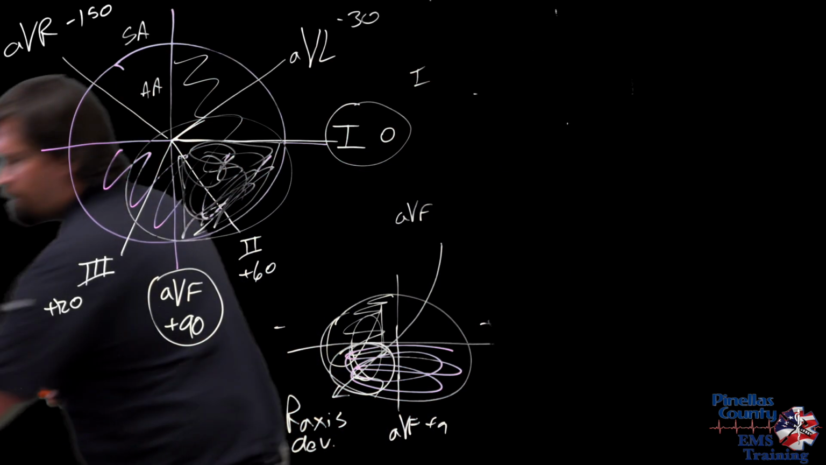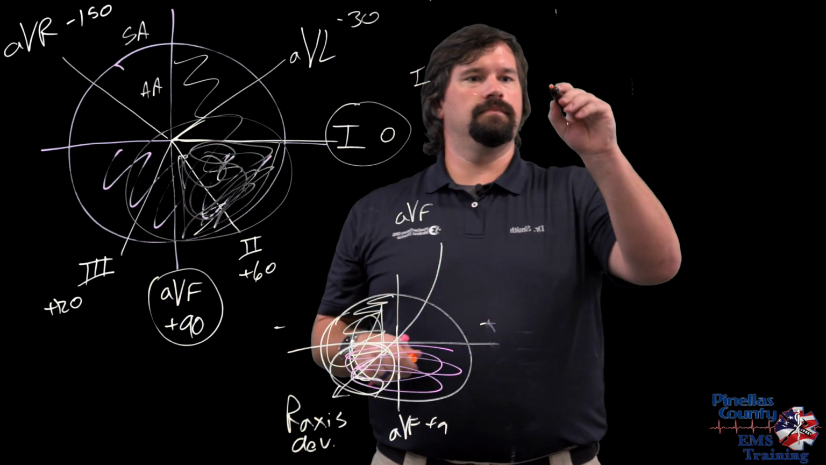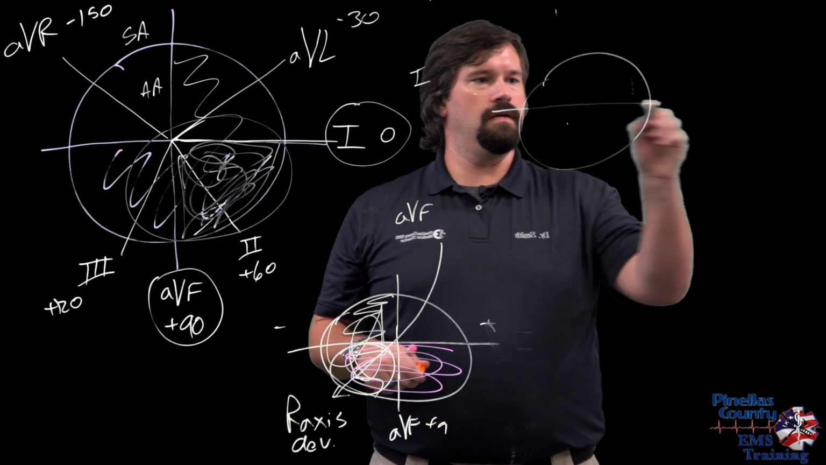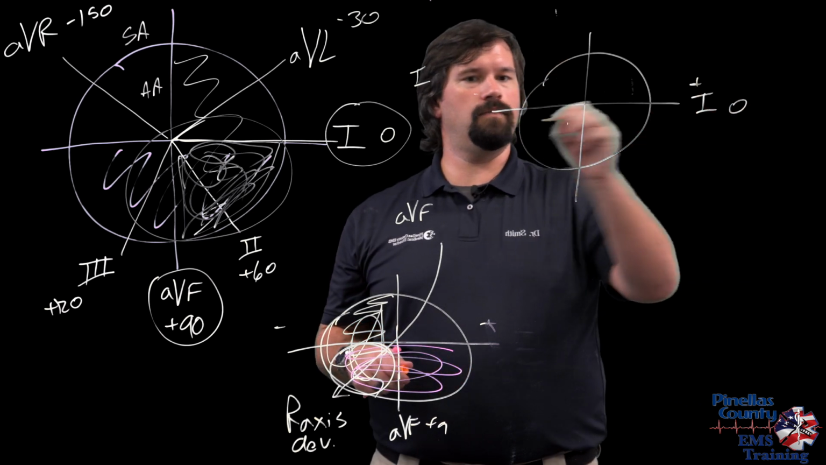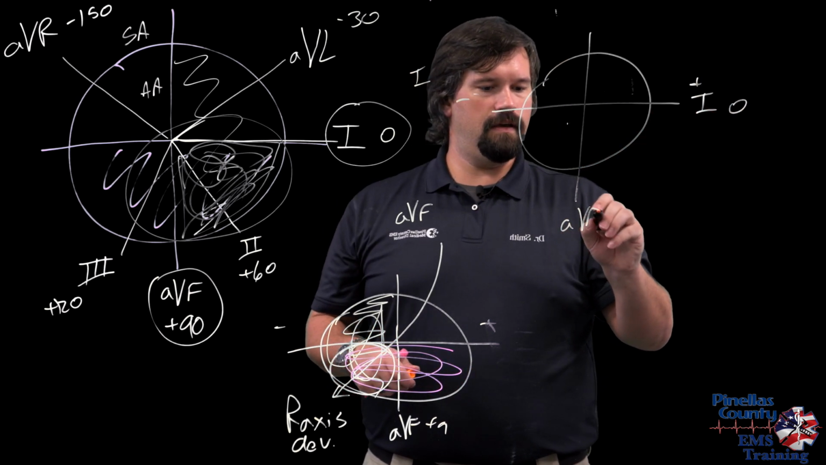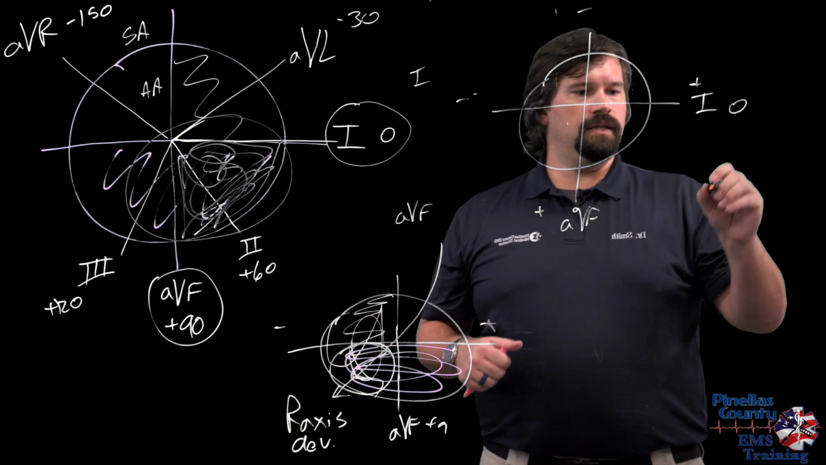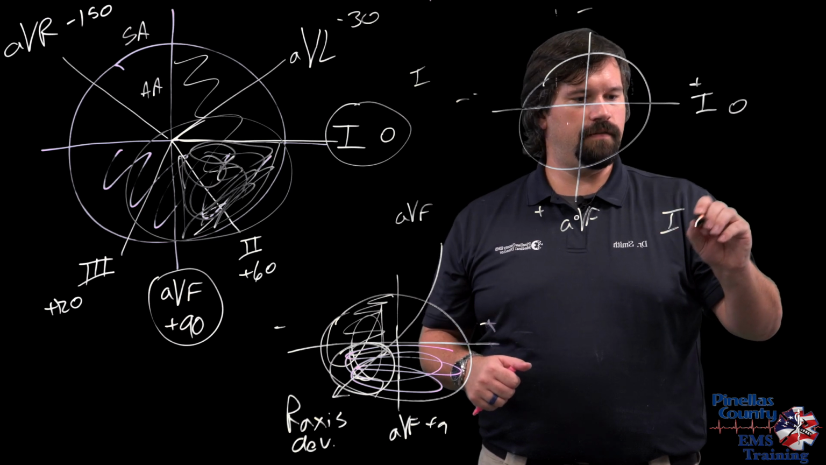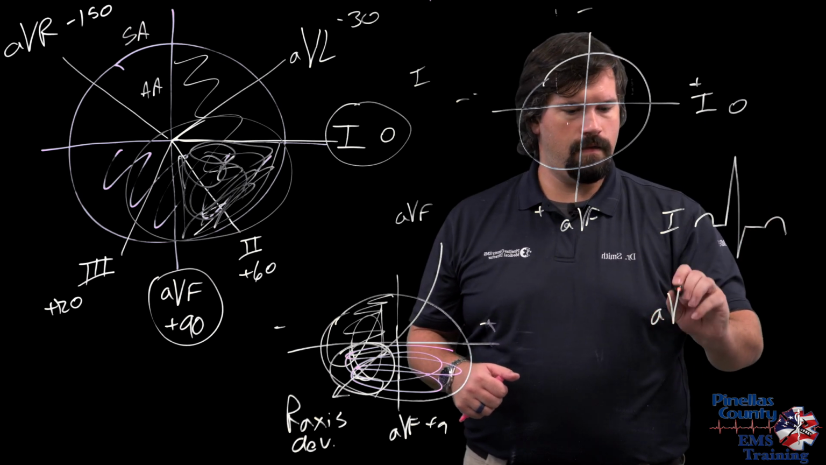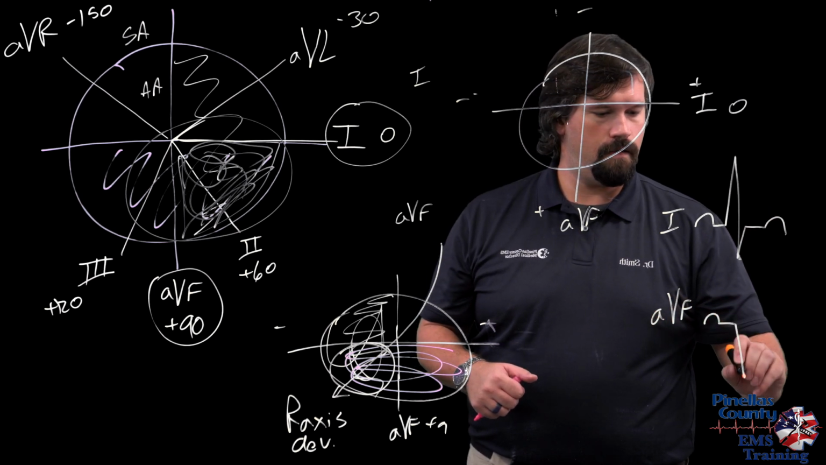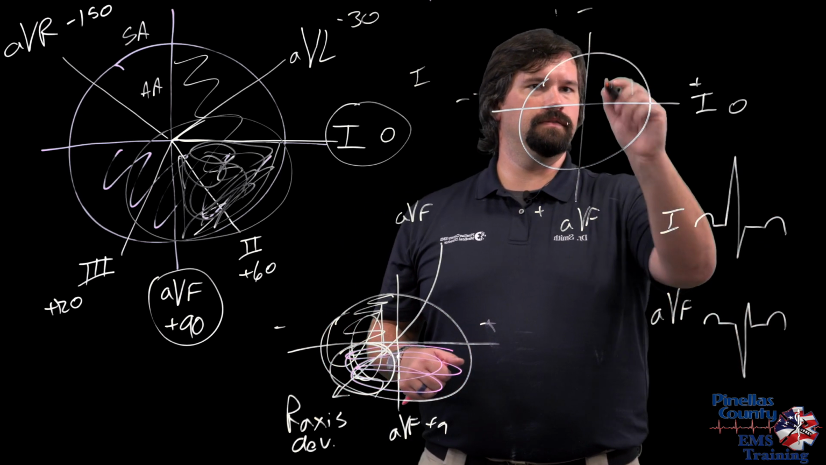Now going back to the same exact graph, let's look at a left axis. So 1, and remember 0, so this is positive for 1, negative. AVF is positive and negative. So in lead 1, we're going to have, so if you're looking at 1, the QRS complex is mainly positive, so it's over here.